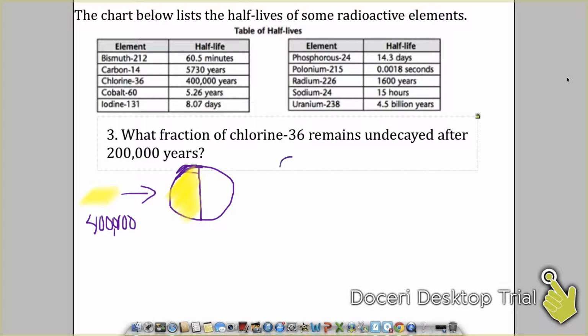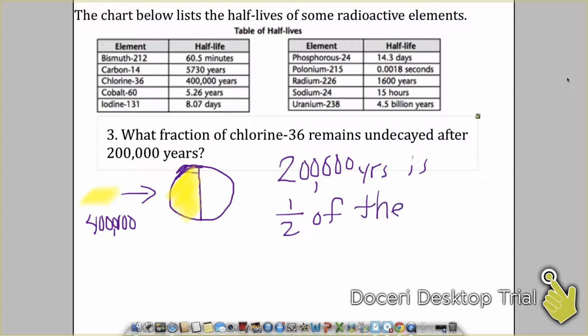Okay, so good. You might need to write that down. 200,000 years is half of the 400,000 years, which is half-life.